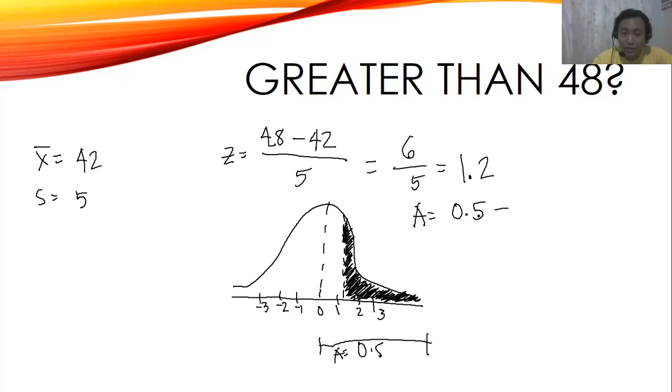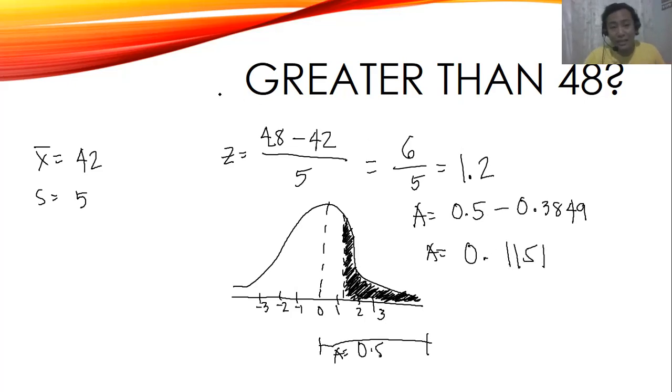So we have to subtract 0.5 with the area from 0 to 1.2. Tingnan natin yung 1.2, that is 0.3849. So the area is equal to 0.5 minus 0.3849, which is equal to 0.1151. But then we are asked of the percentage.